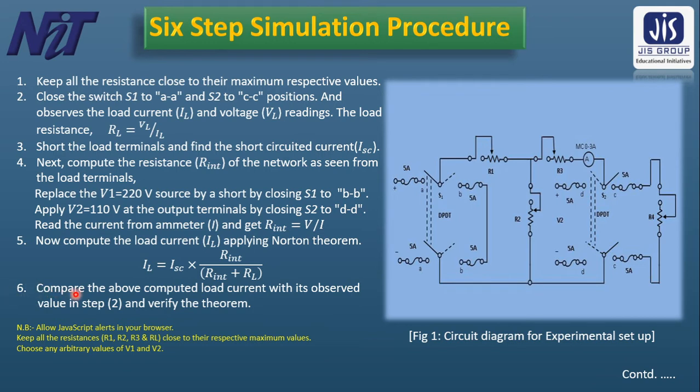So number 6, as I already told you, compare the above computed load current with its observed value in step 2 and verify the Norton theorem. But remember, you should allow JavaScript alerts in your browser, and for the first case you will have to set R1, R2, R3 and RL to their maximum values, and you may choose arbitrarily any values of V1 and V2. It is not necessary that it will be 220 or 110. It will be set as per your choice.